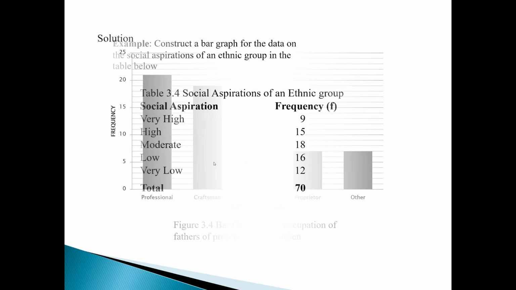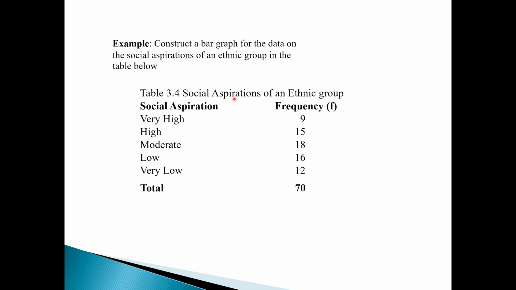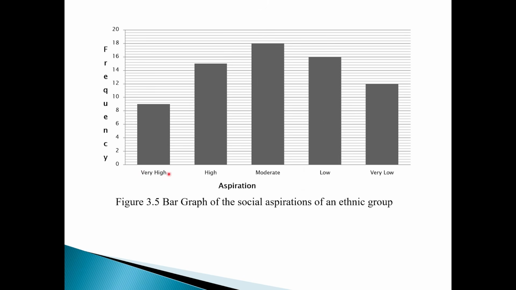Let's have another example. Again, this is nominal data, social aspiration. You have your frequency. Again, your x-axis should be your categories, social aspiration, and your y-axis should be your frequency. So frequency for your y, and for your aspiration: very high, high, moderate, low, and very low.